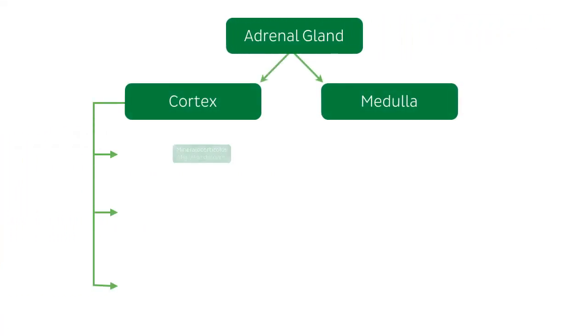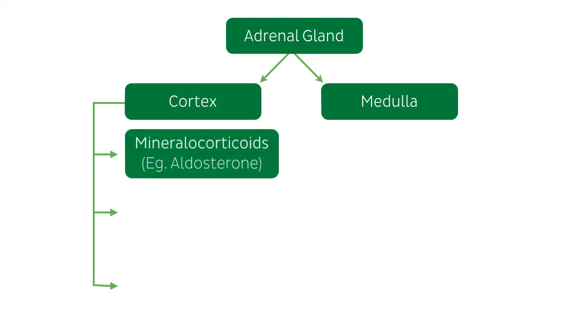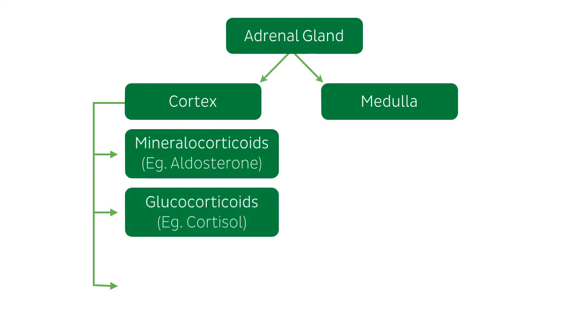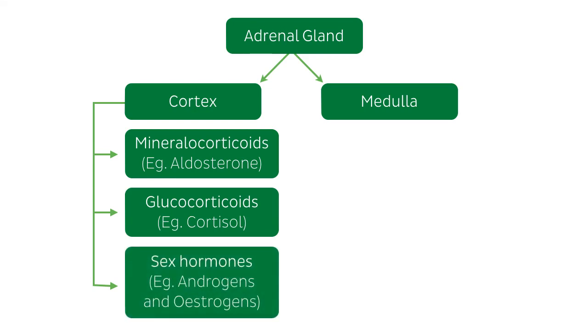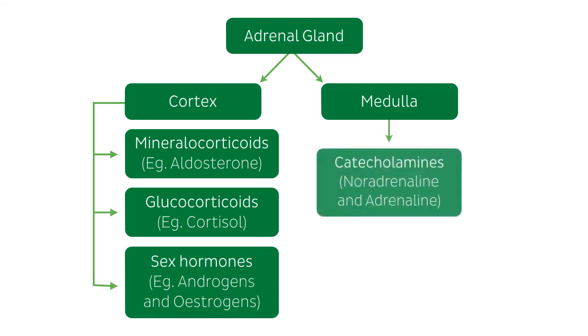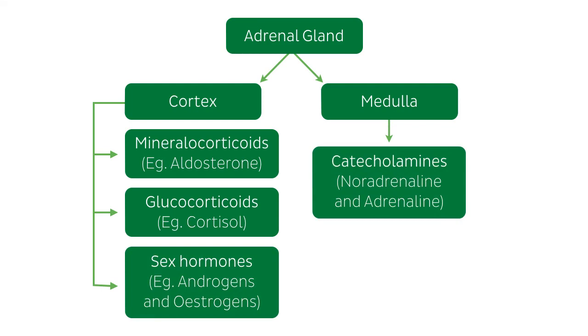The first type are the mineralocorticoids, with the most important one, aldosterone, regulating electrolyte and water balance. The second type are glucocorticoids, with the most important one, cortisol, regulating carbohydrate balance. The third and final type of hormones that are produced from the cortex are sex hormones, such as androgens and estrogens. On the other hand, the medulla produces the catecholamines, noradrenaline and adrenaline, which function to produce a rapid response throughout the body in stressful situations, and it's part of the autonomic nervous system.